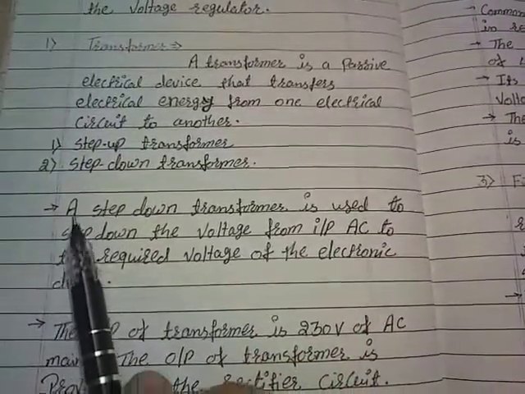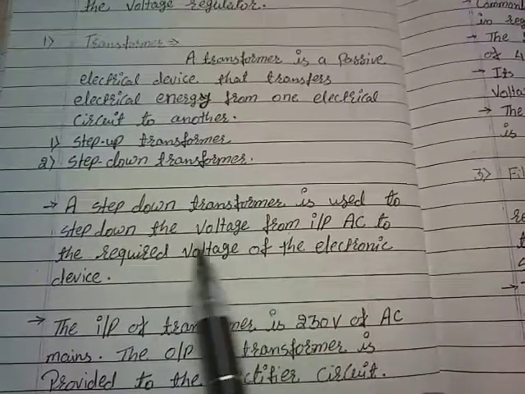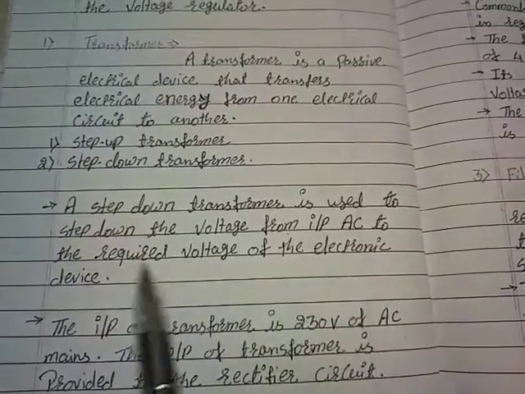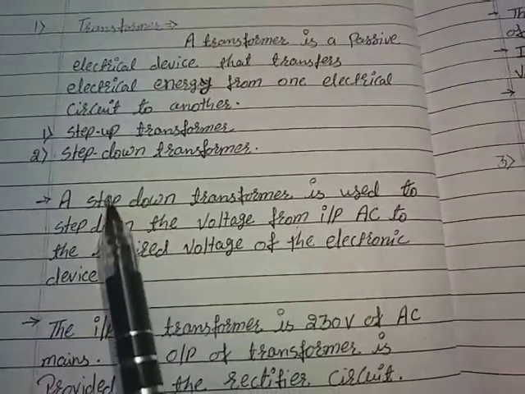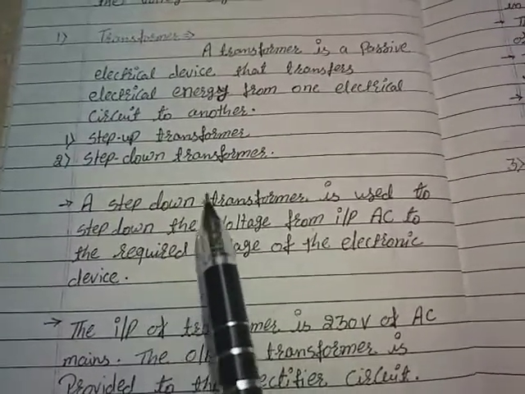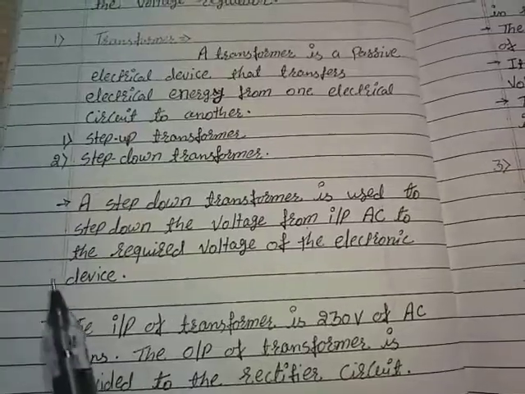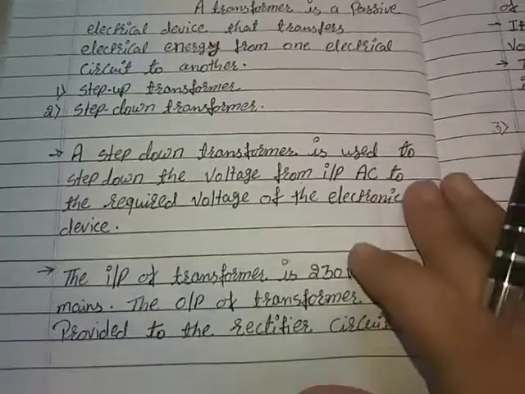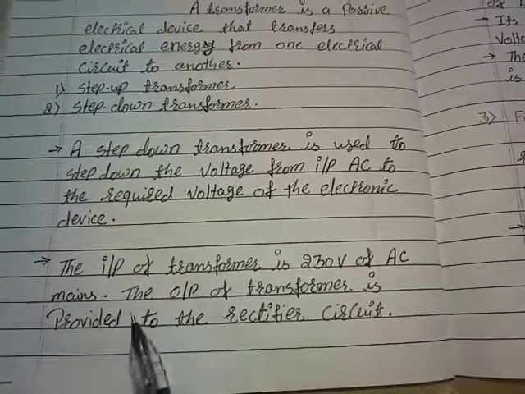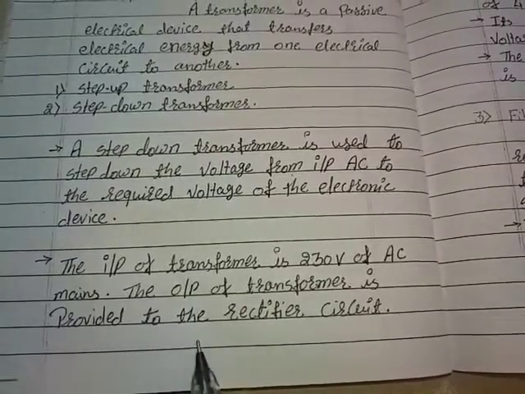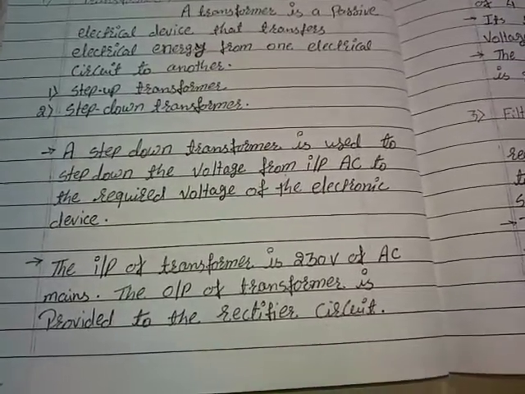Generally, in a power supply, a step down transformer is used to step down the voltage from the input AC to the required voltage of the electronic device. For example, if I want 10 volt of output, what will I do? I will connect a step down transformer 230 to 10 volt, so that 230 volt is converted into 10 volt. The output of the transformer is provided to the rectifier circuit, as we see in the block diagram.